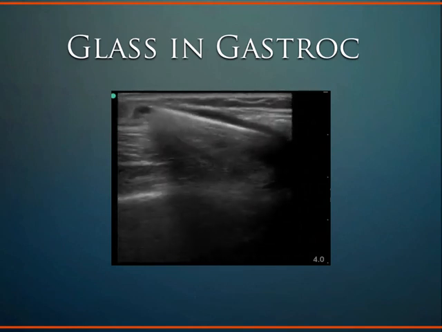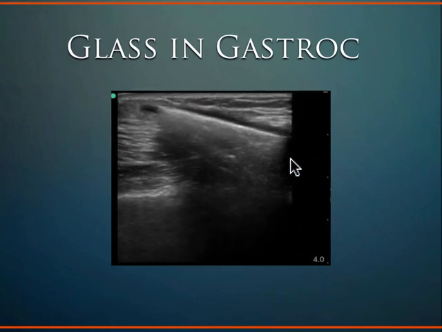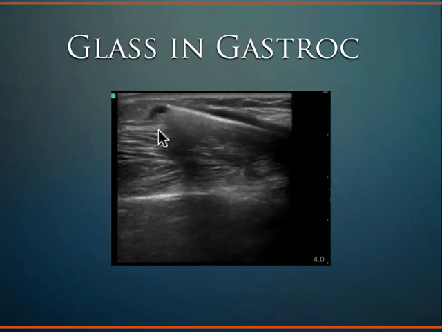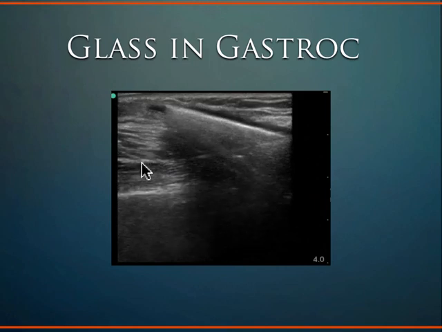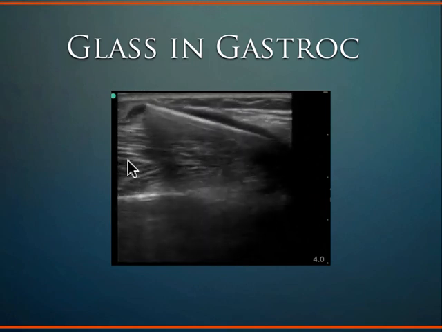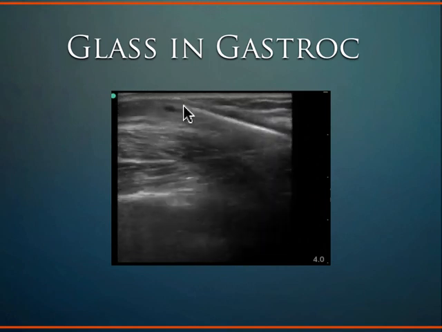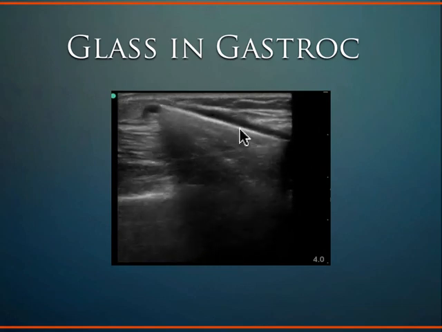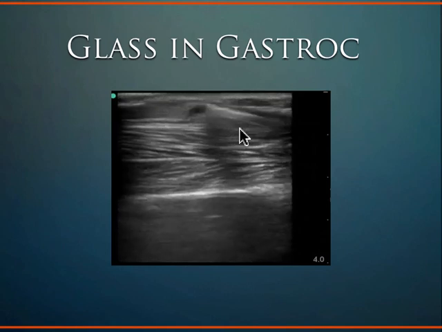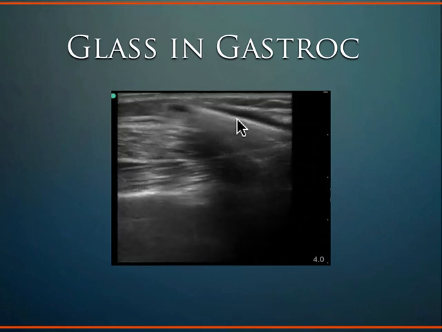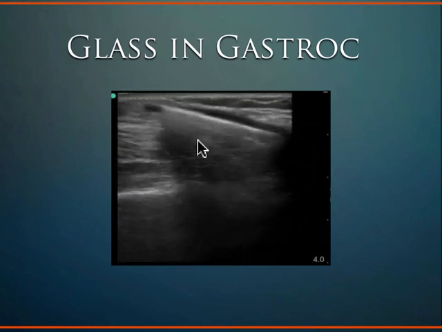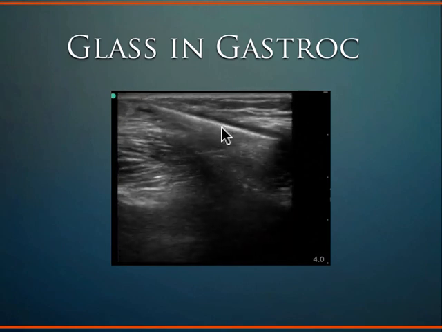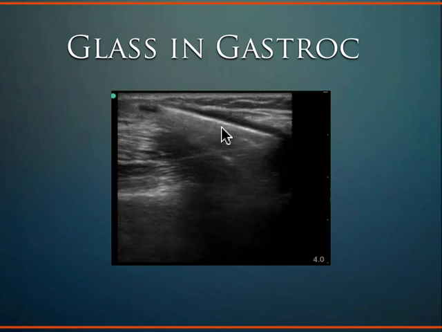This is an image, courtesy of Dr. Fox, of a piece of glass that's in the gastroc muscle. So, again, you can see the fibrillar pattern of the normal muscle tissue here, connective tissue layers, and then this foreign body kind of jetting into the muscle tissue. And just like any other hyperechoic structure or reflective structure, you're going to see that posterior acoustic shadowing from that glass foreign body. And so, nice example of some of the pathology you can see on ultrasound.